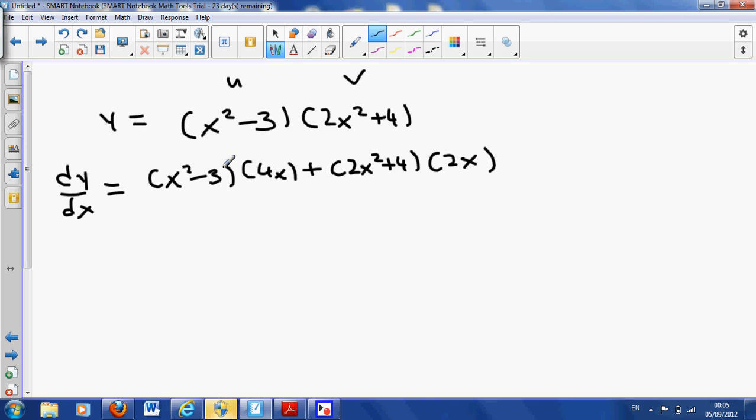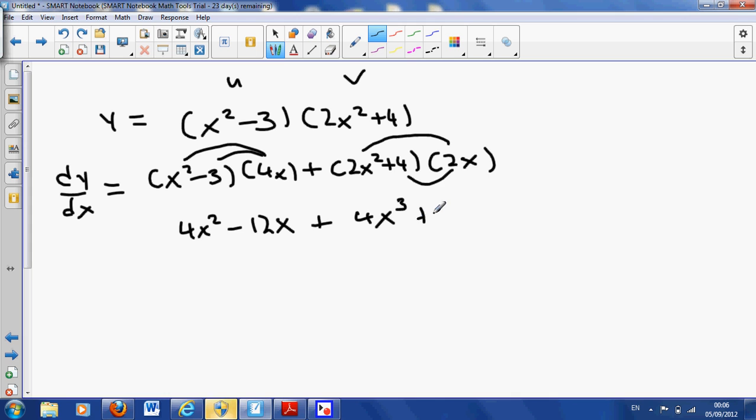Now we're at the multiplication stage. So to multiply, we're going to multiply x squared by 4x, then minus 3 by minus 4x. So we're going to get 4x squared minus 12x plus 4x cubed, because 2x squared times 2x is 4x cubed, and 4 multiplied by 2x is plus 8x. Now the x cubes add together.